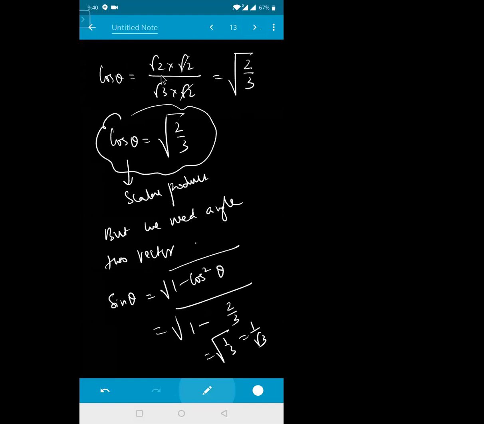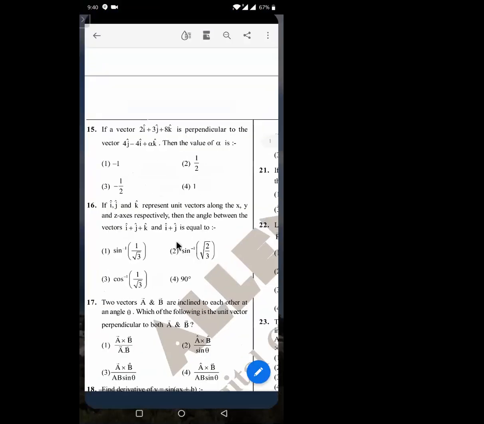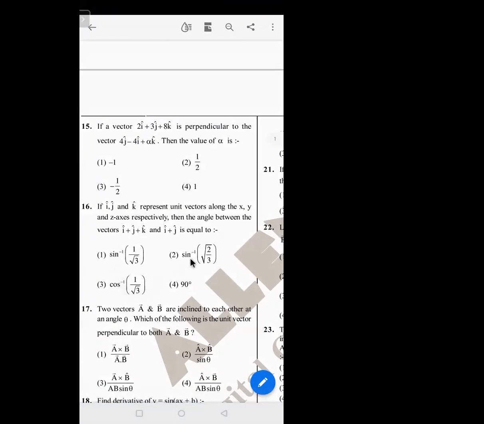This root 2 gets cancelled. So it is root 2 by root 3. So it is under root of 2 by 3. So cos theta is equal to under root of 2 by 3. So is there any option like that for you? See, cos theta is equal to 1 by root 3 is given, not possible.